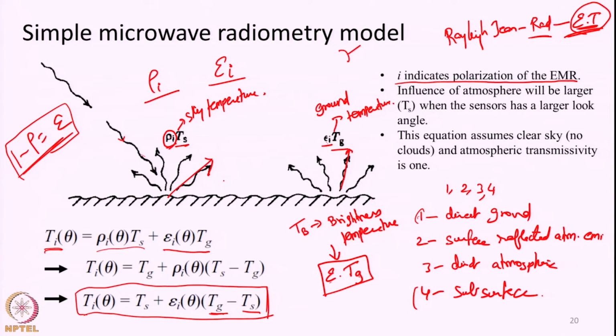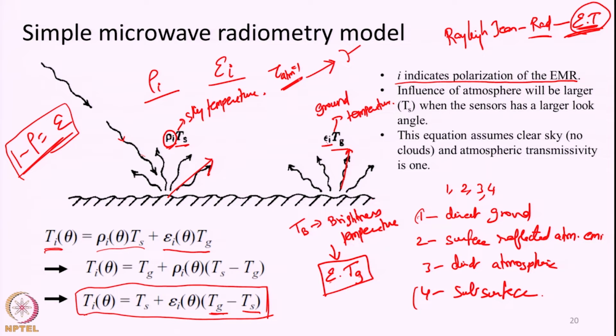But here we have not talked anything about the atmosphere. In this particular model we just talked about the ground components. We have not talked about the atmospheric emission that will directly reach the antenna, and we also assumed atmospheric transmissivity is equal to 1. So, in this explanation we have not included atmospheric effects.